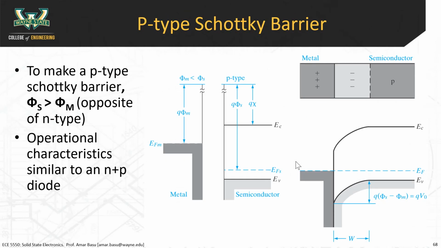If you want to make a p-type Schottky barrier, you have to choose a metal and a p-type material where the semiconductor work function is greater than the metal work function. Notice that this is different than the n-type material. In the n-type material, you wanted your semiconductor work function to be less than the metal. For the p-type Schottky barrier, you want the semiconductor work function to be greater than the metal.